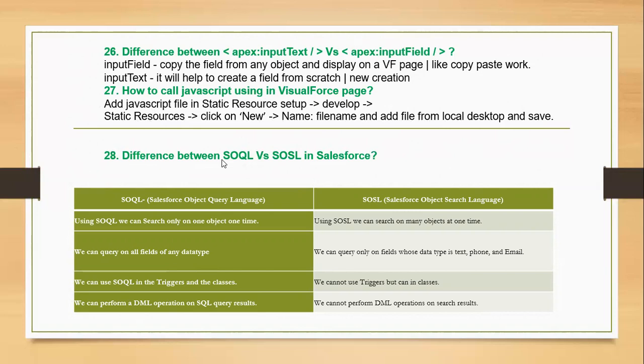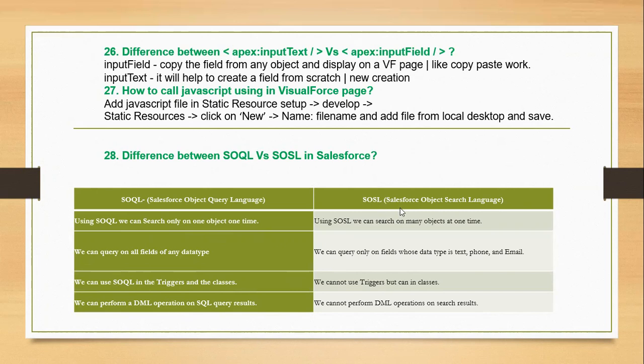Next question. What is the difference between SOQL and SOSL in Salesforce? SOQL, Salesforce Object Query Language: using SOQL, we can search only one object at a time. We can query fields of any data type. We can use SOQL in triggers and classes. We can perform DML operations on SOQL query results.